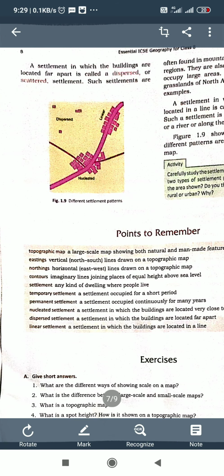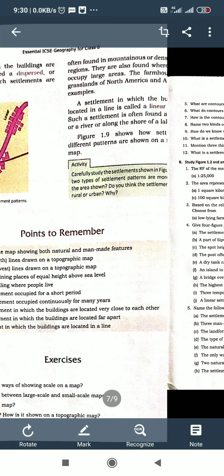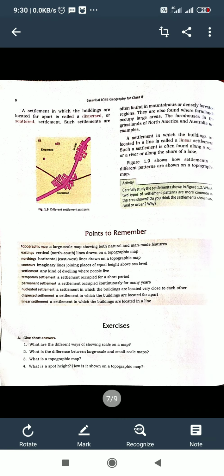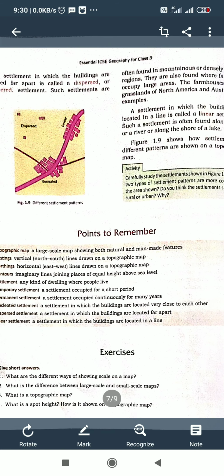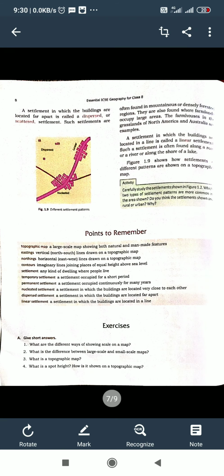A settlement in which buildings are located far apart is called a dispersed or scattered settlement. These types of settlements are found in desert areas and forest areas. Next, students, such settlements are often found in mountainous or densely forested regions. They are found where farmland occupies large areas. The formation of this settlement is found in that area.